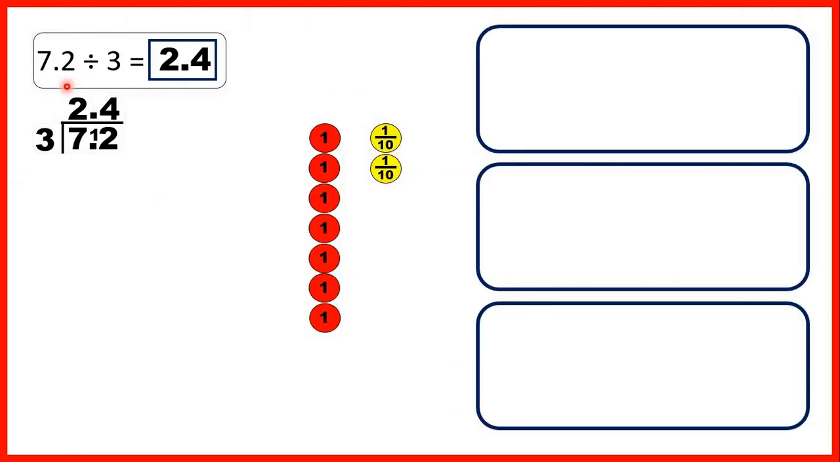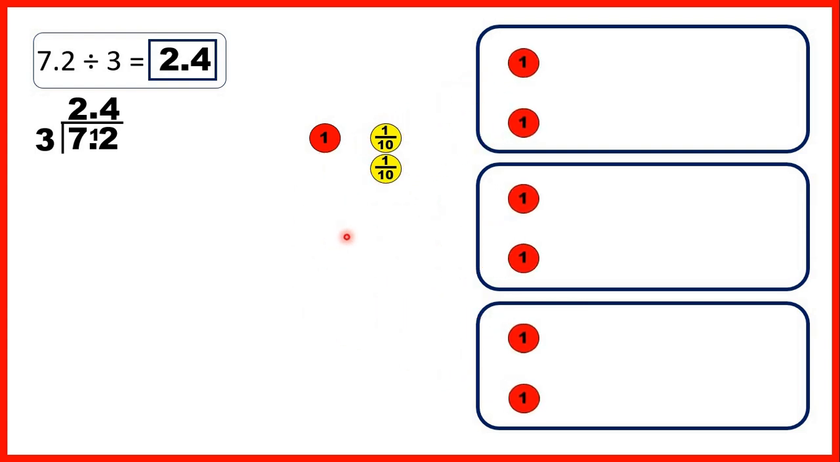So let's have a look at this first question. We had 7.2, so that's 7 ones and 2 tenths, and we needed to divide by 3. So we can split the counters into 3 groups. We start by sharing out the ones, but we can only share out 6 ones.